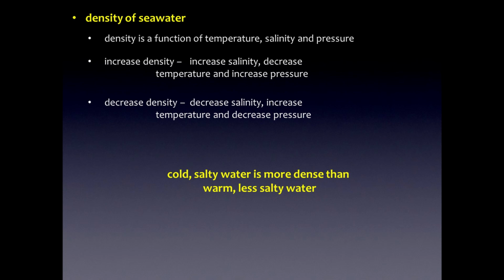If you want to put this down into one simple sentence, cold, salty water is more dense than warm, less salty water. So you have water that's cold with a lot of dissolved solids in it. Where are we going to see it sitting? We're going to see it sitting lower down in the water column, closer to the ocean floor. Warmer water, water that's less saline and has lower amounts of salt dissolved in it, is going to be closer to the surface of the ocean.